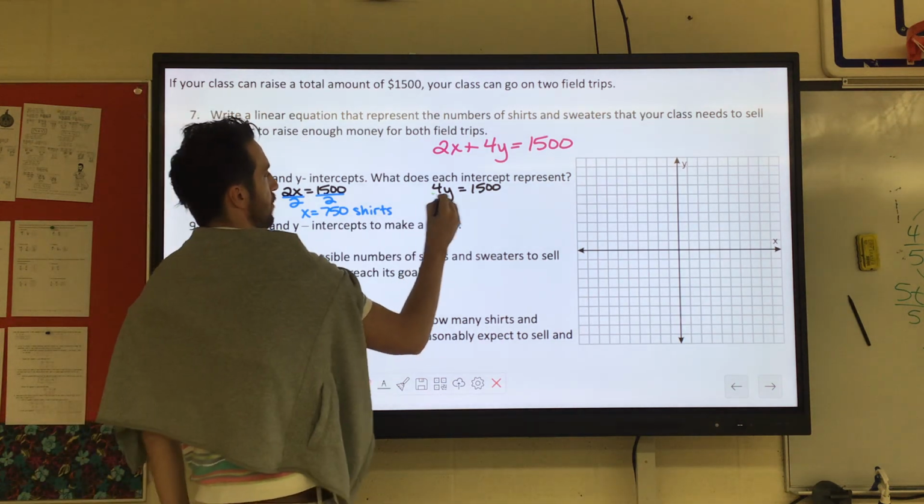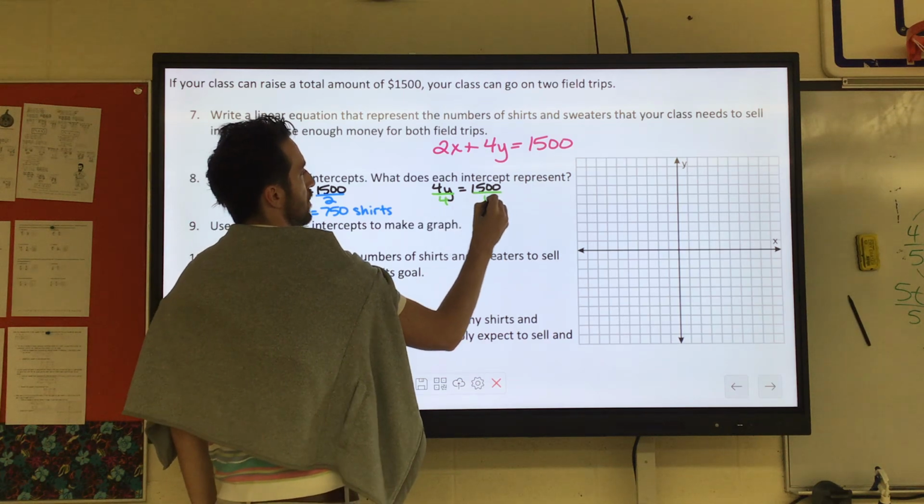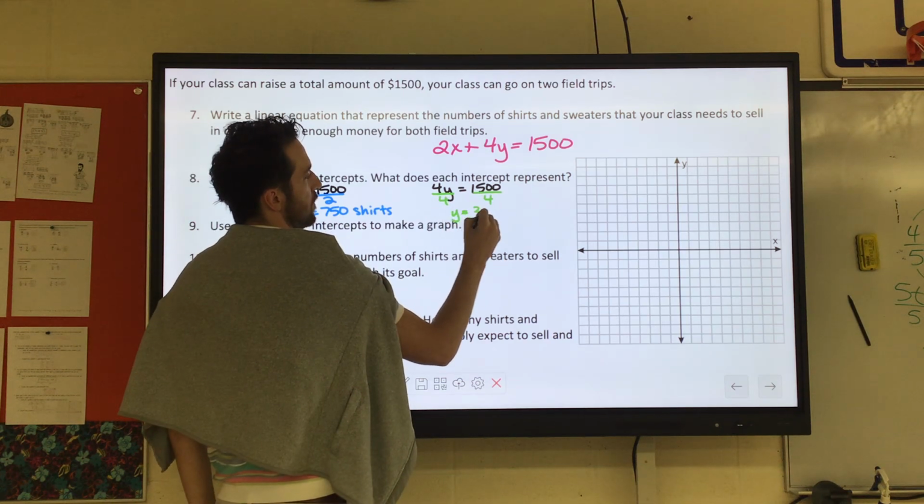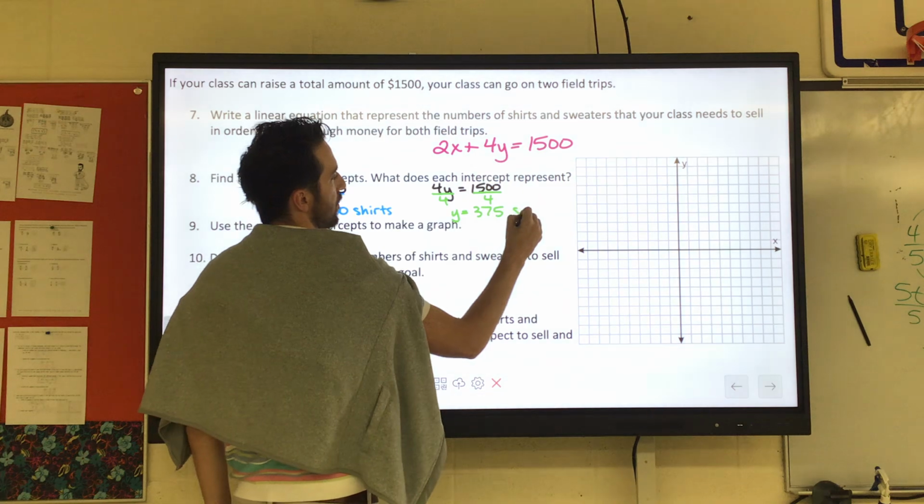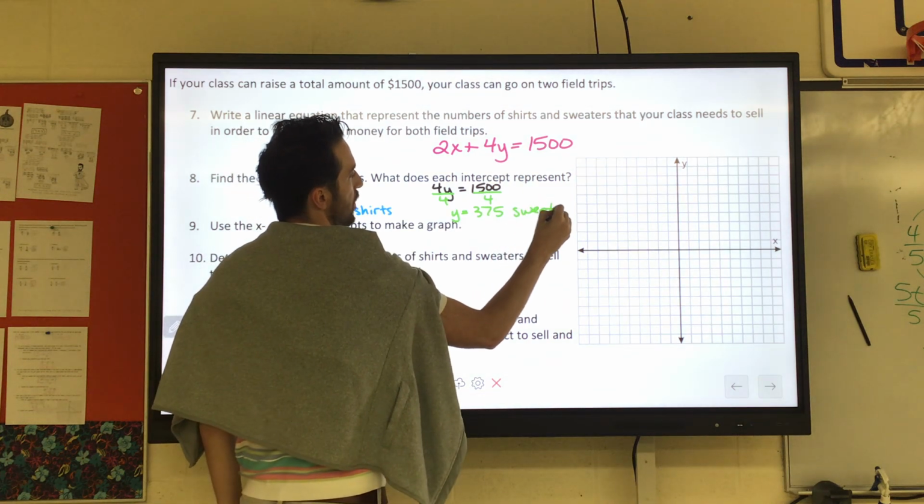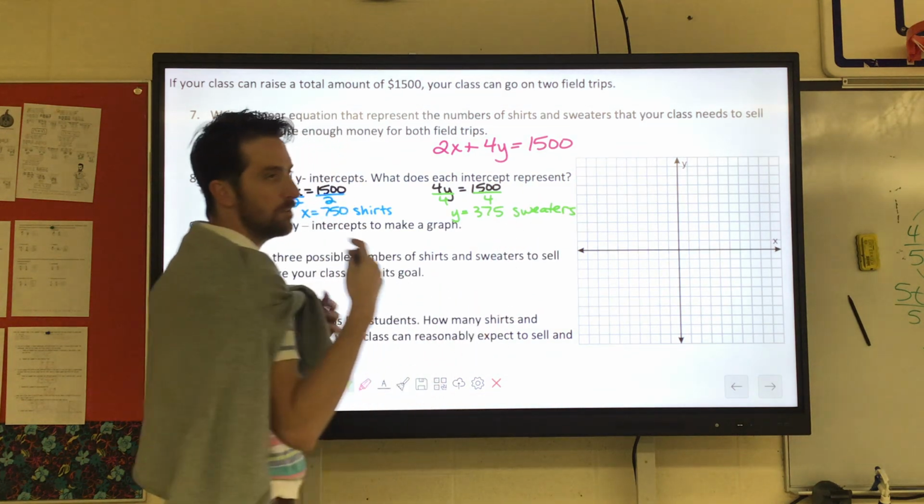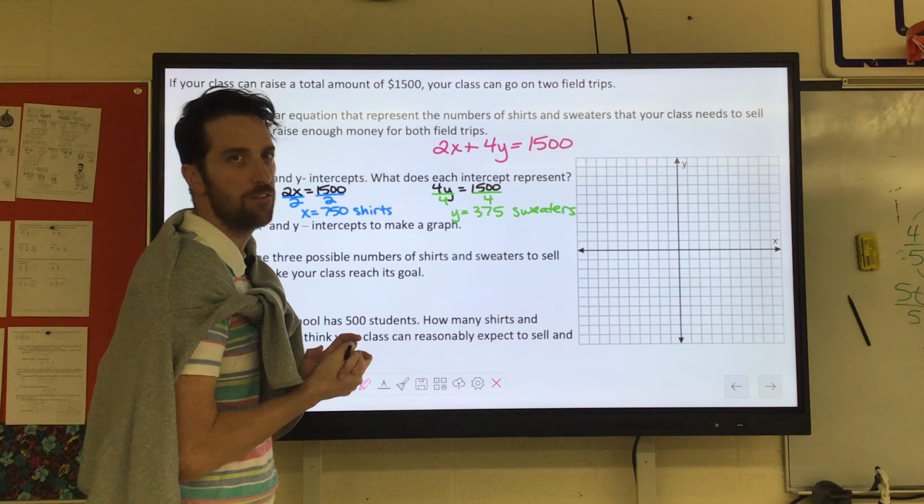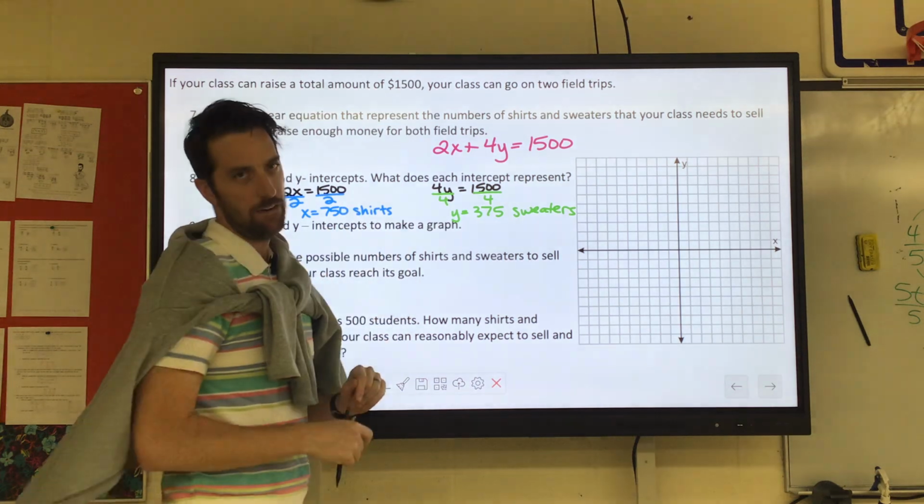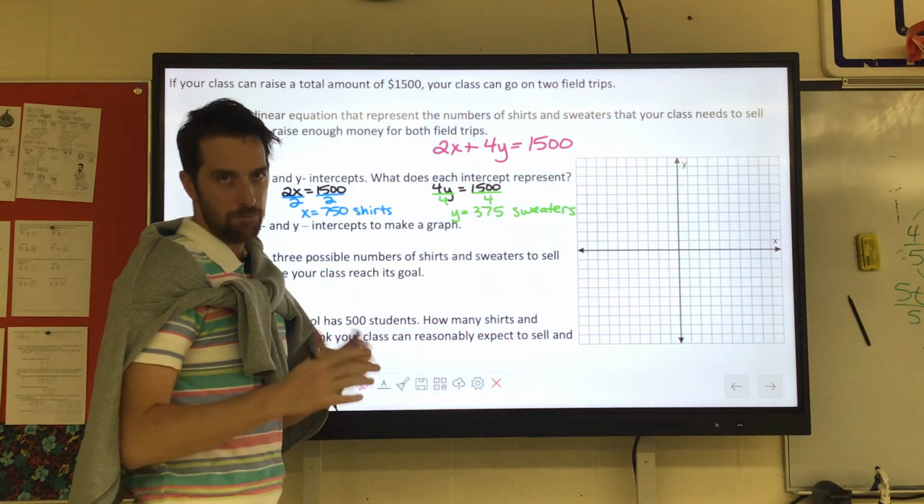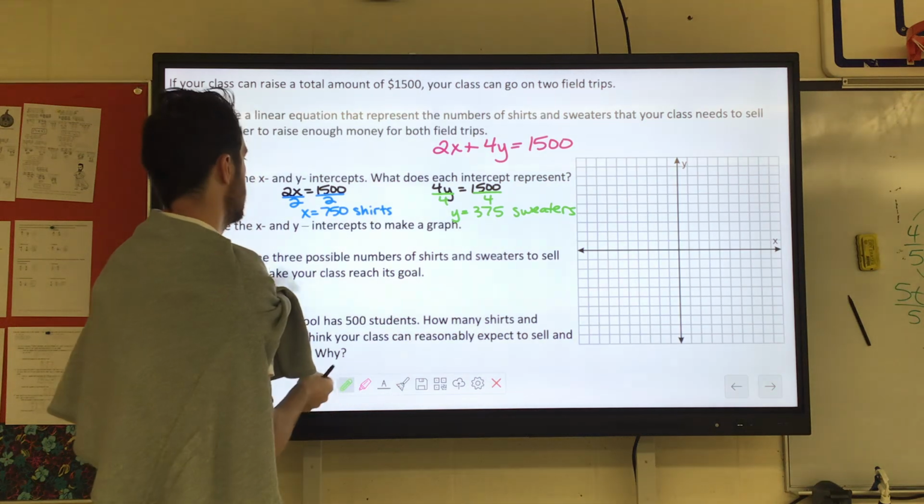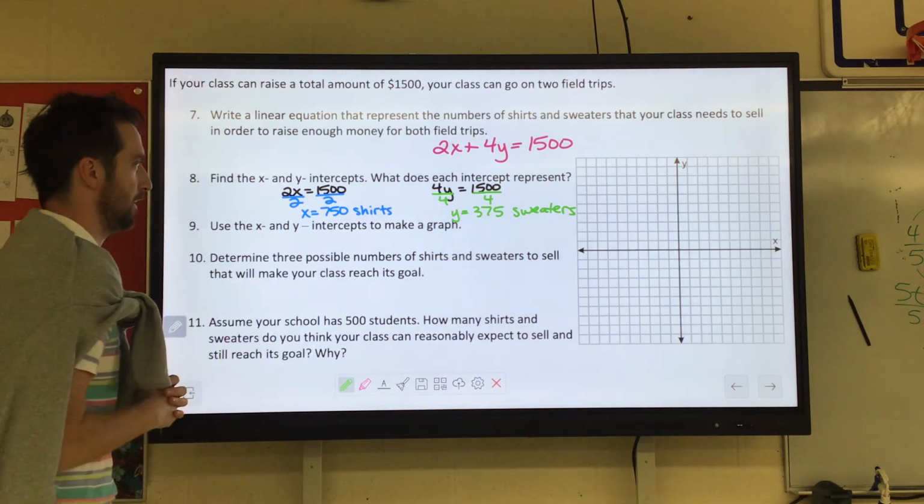1,500 divided by 4 would give us 375, and that represents the sweaters. So if we only sold sweaters, we would need to sell 375 to be able to get that 1,500 bones for both field trips. Use the X and Y intercepts to make a graph.